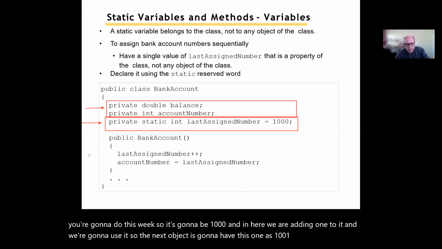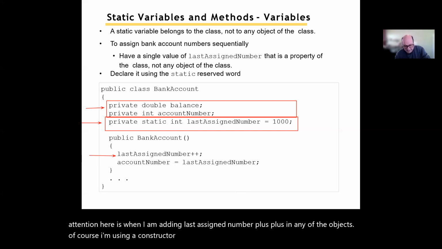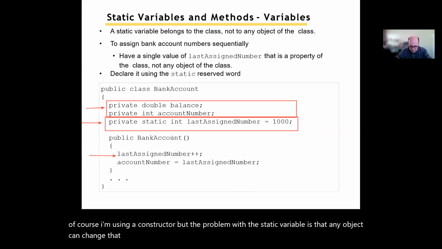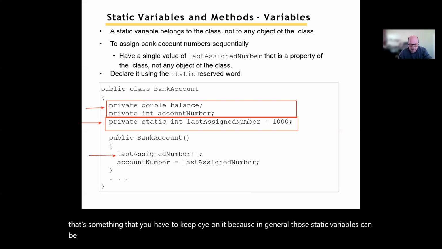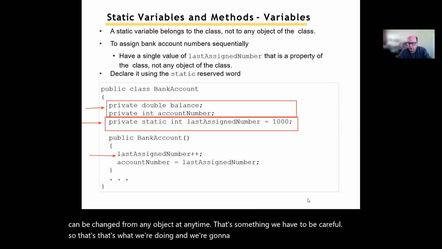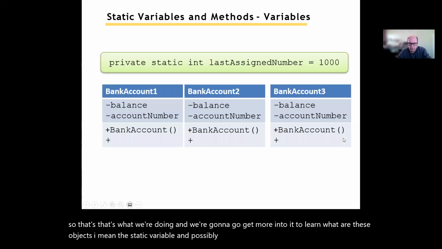What I want you to pay attention to here is when I am doing last assigned number plus plus in any of the objects, of course, I'm using a constructor. But the problem with the static variable is that any object can change that variable at any time. That's something that we have to keep an eye on, because in general those static variables can be changed from any object at any time. That's something we have to be careful about. So we're going to get more into it to learn what the static variable and possibly a static method are. So let's get in there.